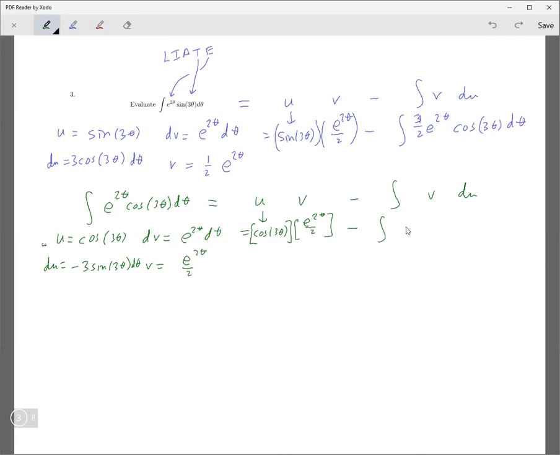And here we have e to the 2 theta, and then du is -3 sine of 3 theta. So that's going to be plus 3 sine of 3 theta d theta.